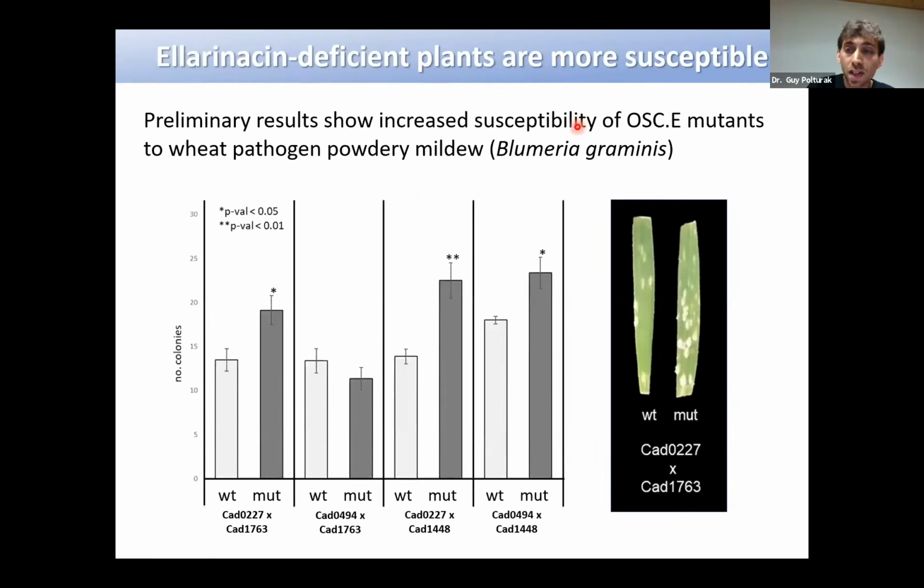So if Ellarinacin does have a role in plant defense, then you would expect that plants that lack this compound would be more susceptible to disease. So we used a model in which we infect wheat leaves with a powdery mildew, which is a fungal pathogen. And we can see that the mutants for this pathway are more susceptible to the disease compared to their controls.